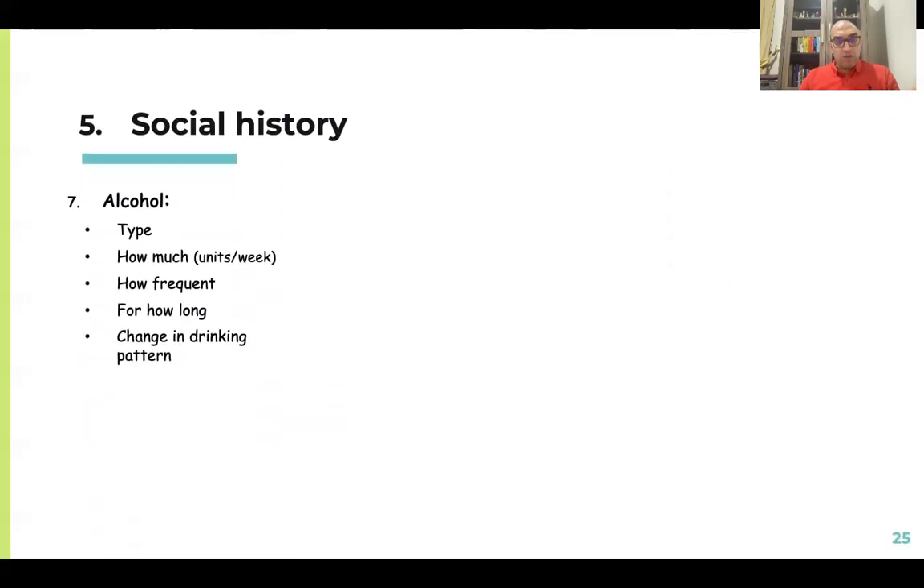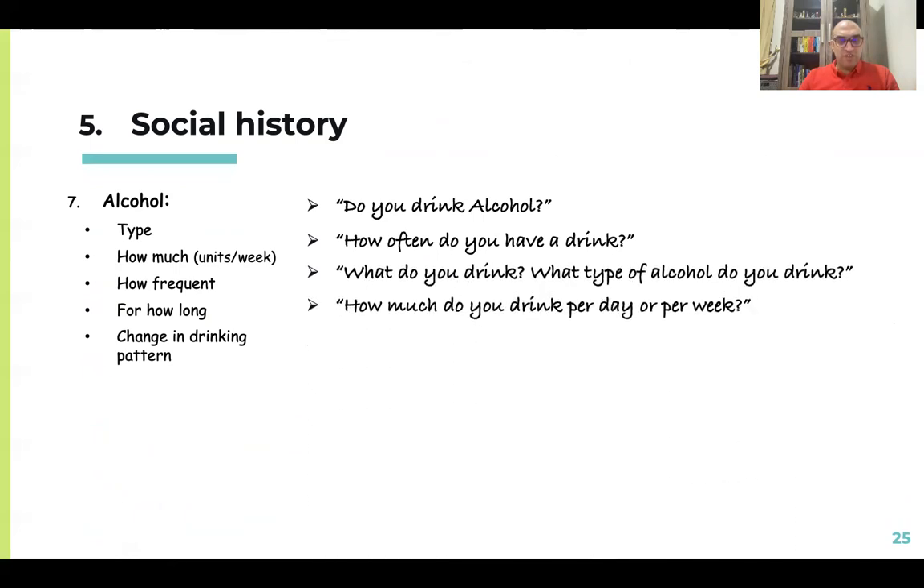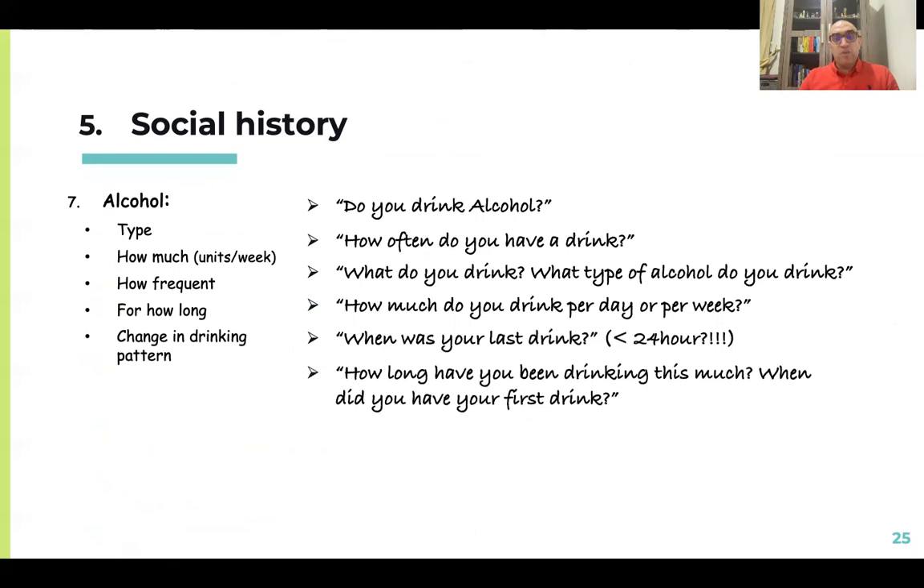For alcohol, you have to ask about type, how much, how frequent, for how long, and if there is any change in drinking pattern. You ask, do you drink alcohol? How often do you have a drink? What type of alcohol do you drink? How much do you drink per day or per week? And when was your last drink? If it's less than 24 hours, this might indicate a serious alcohol problem.